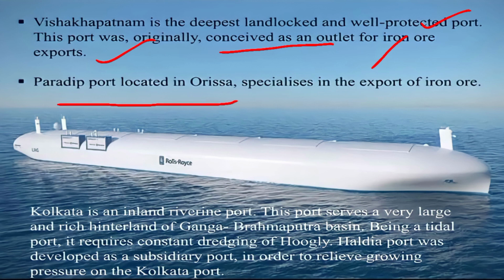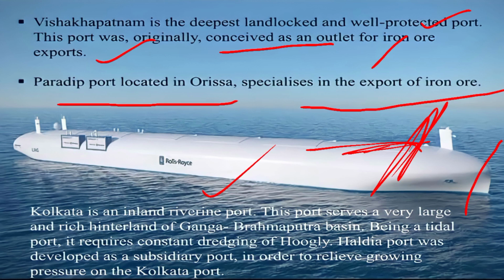Paradip port, located in Orissa, specializes in the export of iron ore. Kolkata, an inland riverine port, serves a very large, rich hinterland of the Ganga Brahmaputra basin. Being a tidal port, it requires constant dredging. So the mud which is getting accumulated here needs to be cleared, and this is a constant job. And Haldia port was developed as a subsidiary port to reduce the pressure which is there on the Kolkata port.